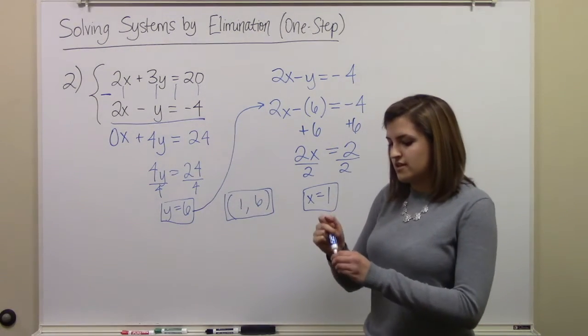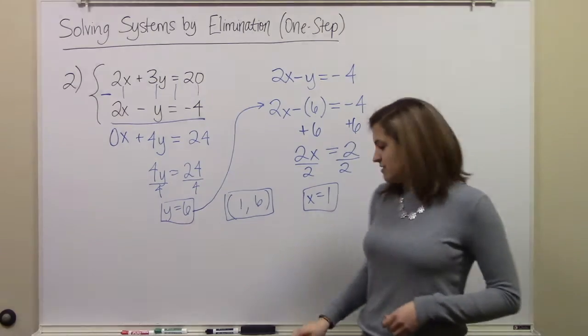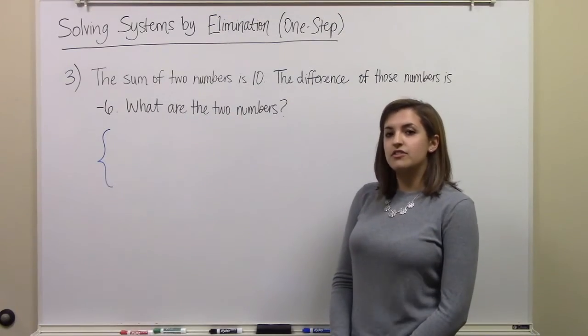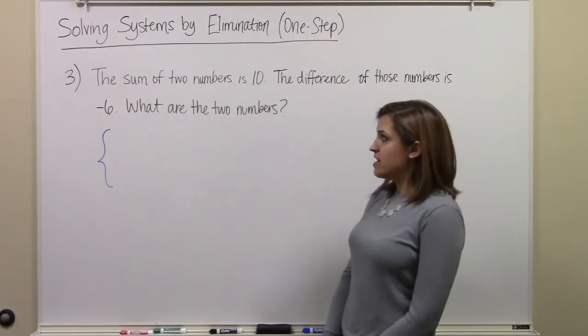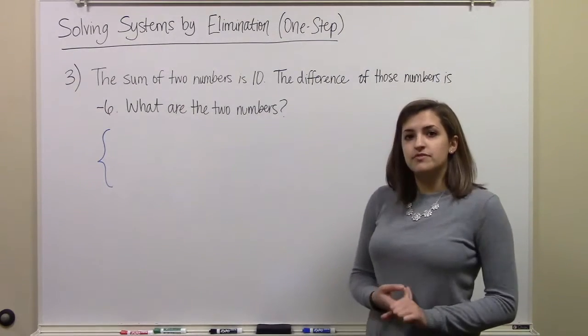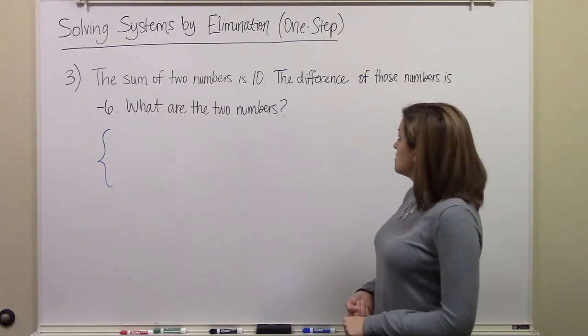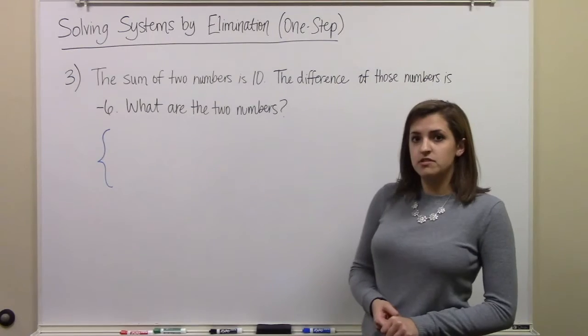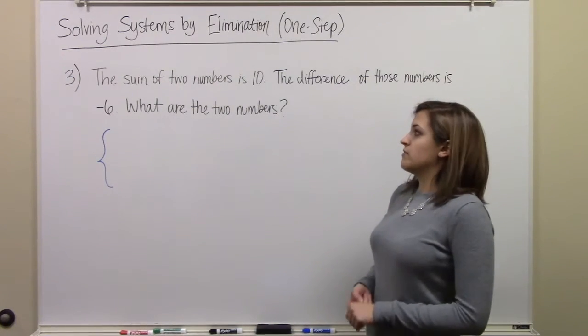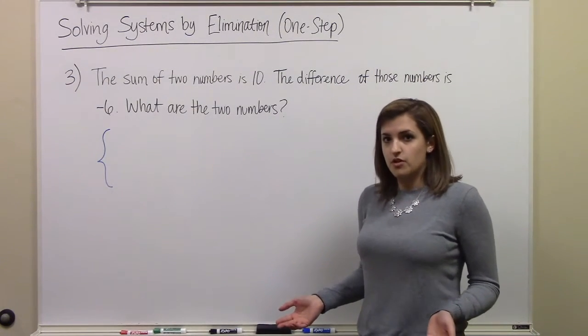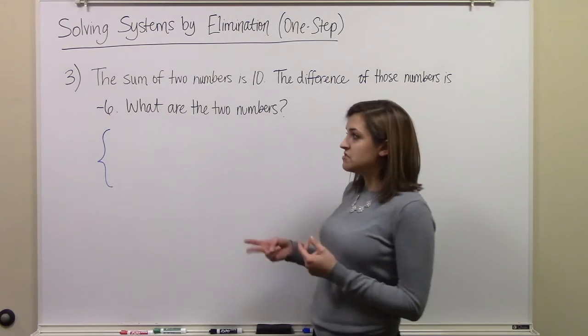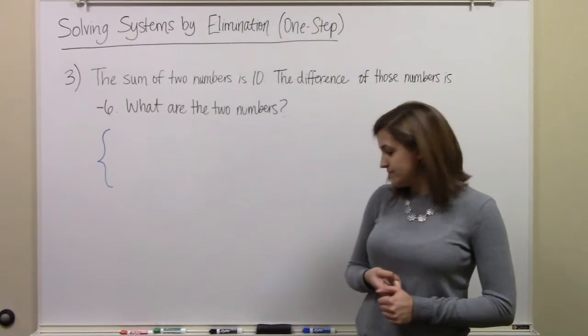All right, let's do one more example. Okay, our third example is a word problem, and it tells us the sum of two numbers is 10. The difference of those numbers is -6. What are the two numbers? So we're left to kind of create our own system of equations and then solve it.